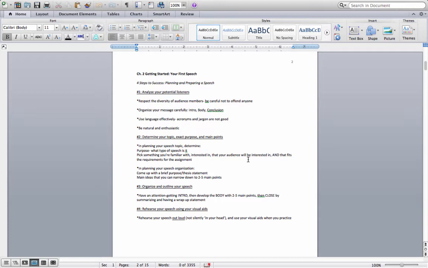Number 2, this is your next step in planning and preparing a speech. Determine your topic, the exact purpose, and your main points. As far as your purpose, what type of speech is it? Are you going to talk about yourself? Are you going to give them some information about a topic? Are you going to persuade them? Or are you going to demonstrate something? So consider what type of speech it is. Also pick something you're familiar with, interested in, and that your audience will be interested in. And also something that fits the requirements for the assignment.